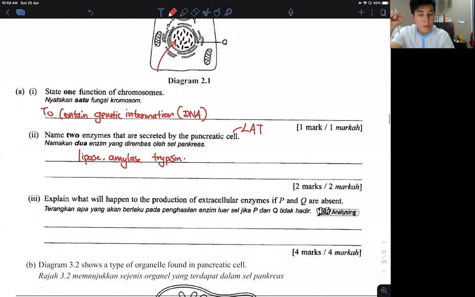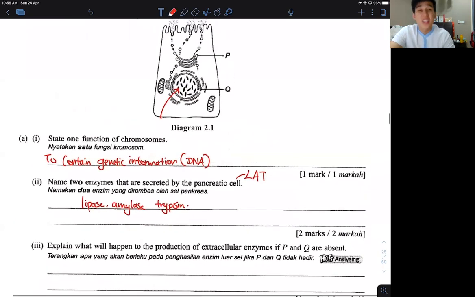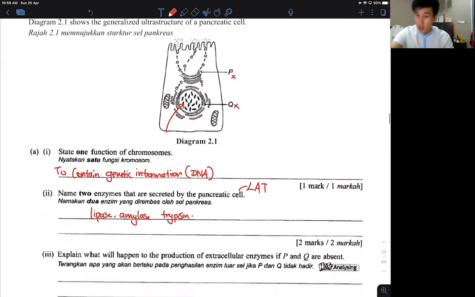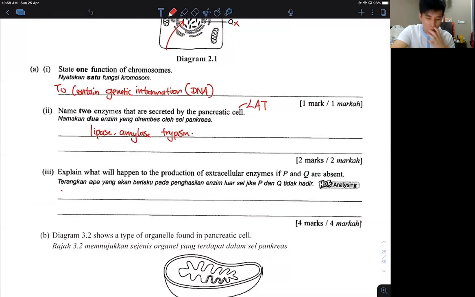Next, what will happen to the production of extracellular enzymes if P and Q are absent? So it's the same thing as just now, right? If you don't have Q, don't have P. So basically, no Q, no factory, no flour, no protein. So we can say number one, without Q, protein cannot be synthesized.